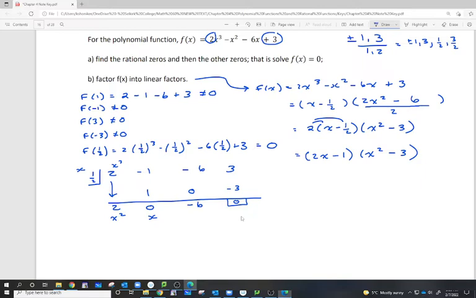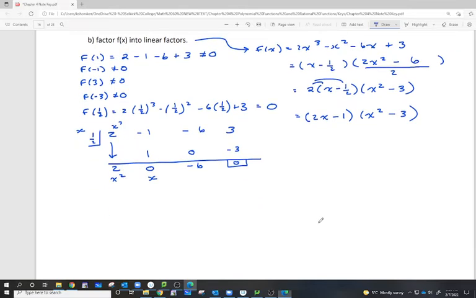But what they want you to do is find the zeros. And so to find the zeros, what you do is you set that equal to 0. So we've got 2x minus 1 and x squared minus 3. And to solve this, you set each factor equal to 0. So what makes 2x minus 1 equal to 0? When 2x equals 1 and when x equals a half.